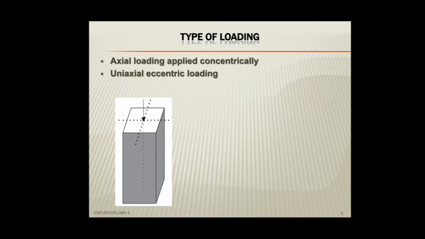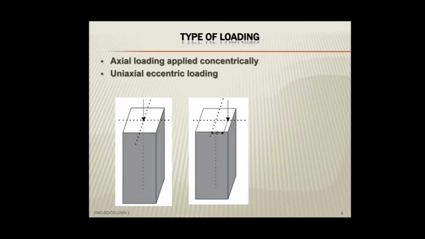Second is the uniaxial eccentric loading. So, it is eccentric with respect to one centroidal axis. Flexure, that is bending moment, accompanies the axial compression. Statically, this is equivalent to a system consisting of a load applied with an eccentricity with respect to the longitudinal centroidal axis of the column.